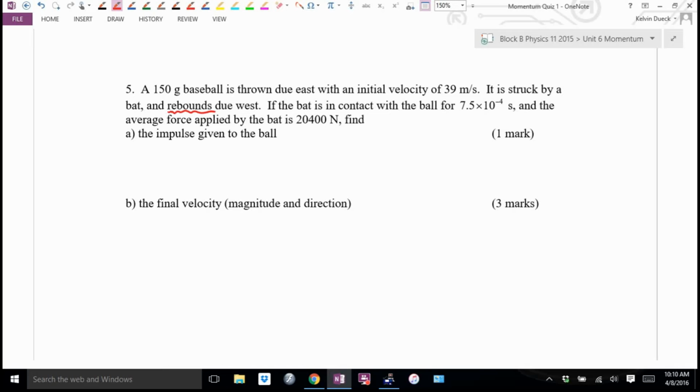Isabella, what's 5A asking me to find? What's another word for impulse? Changing something. Changing clothing? No. Changing hairstyle? No. Changing attitude? Oh, I wish for some of you. No. What? Hey, there we go.